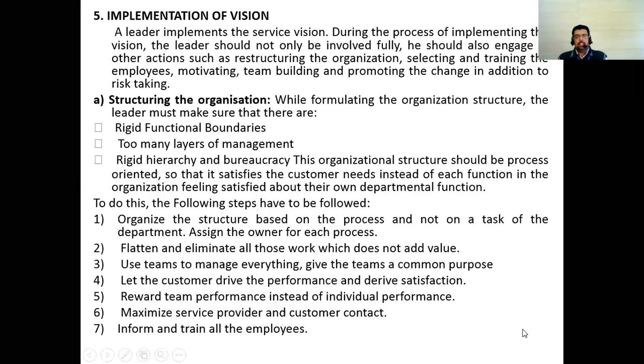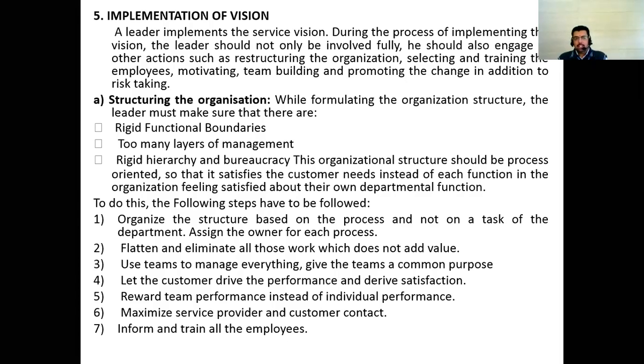Then the fifth one is implementation of vision. How are you going to implement any vision? Visions are not short term but long term, and it will take more time to reach them. To implement it in your life, you need to apply all your skills. You have to put in effort and some financial investment. On the basis of that, you can reach that particular vision.